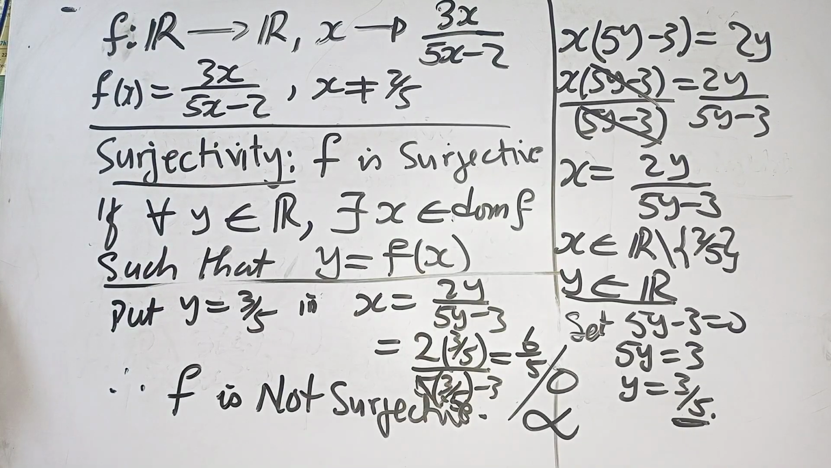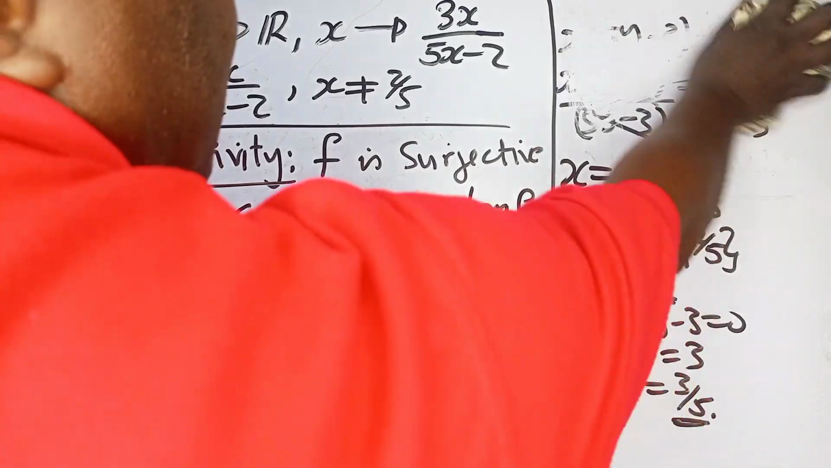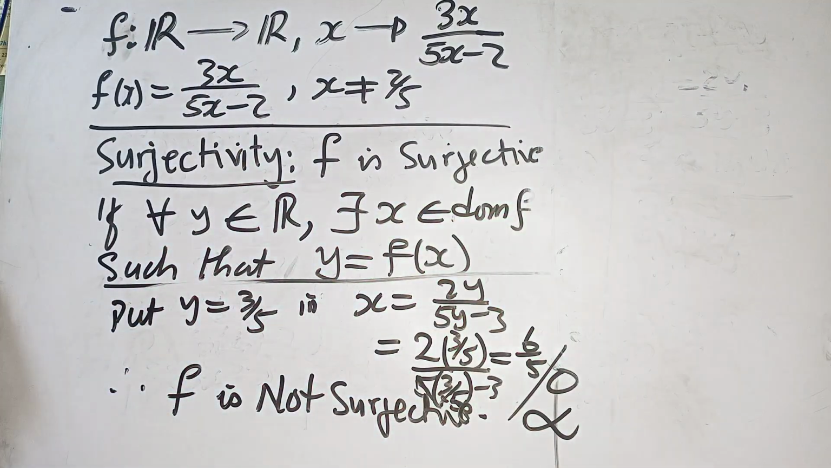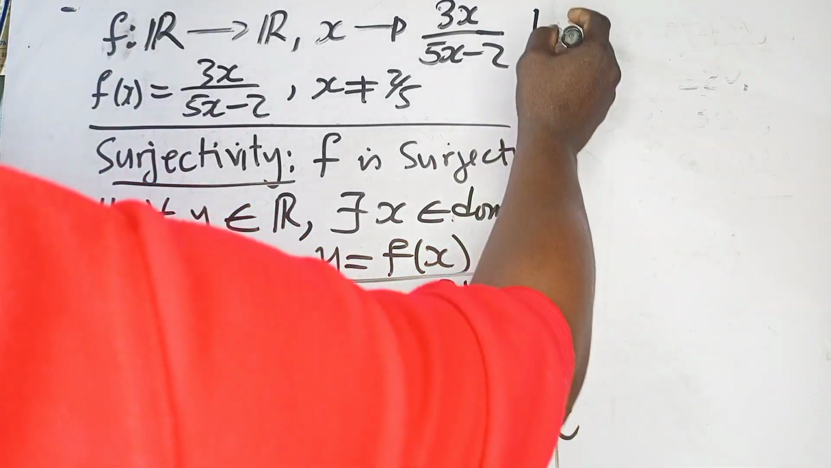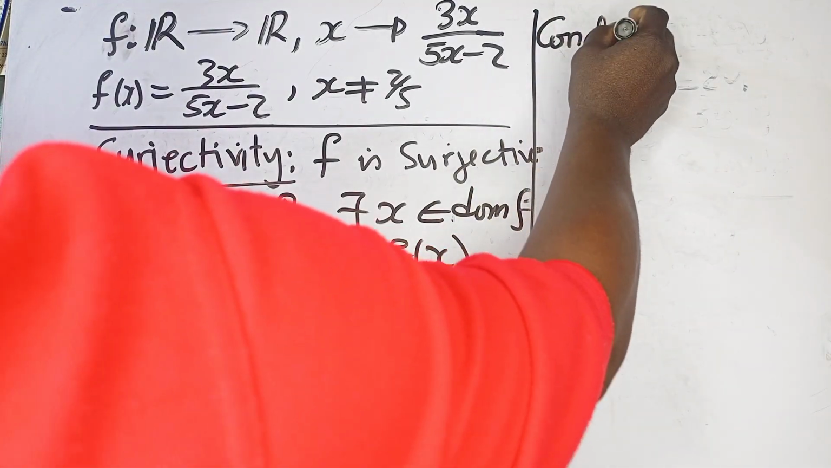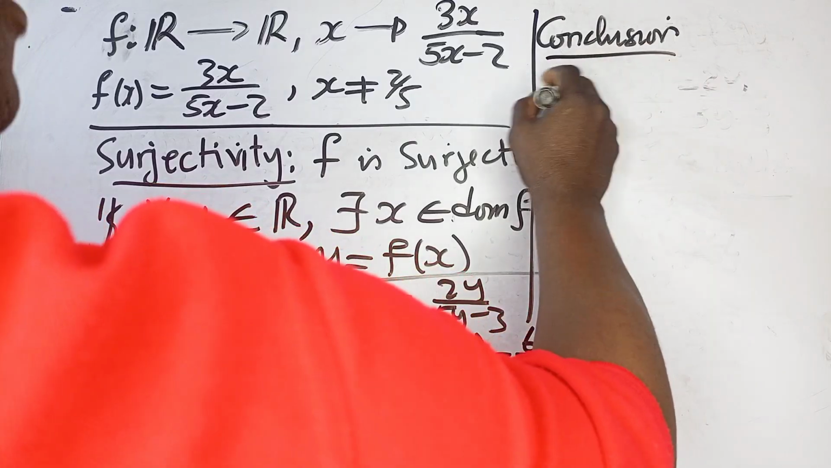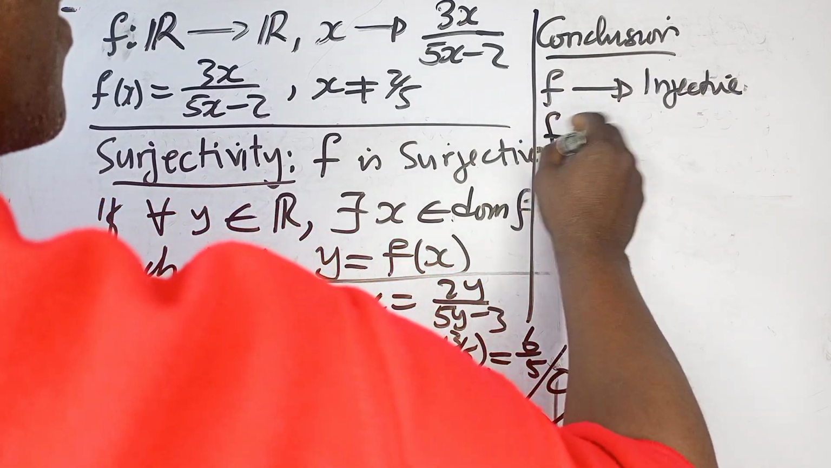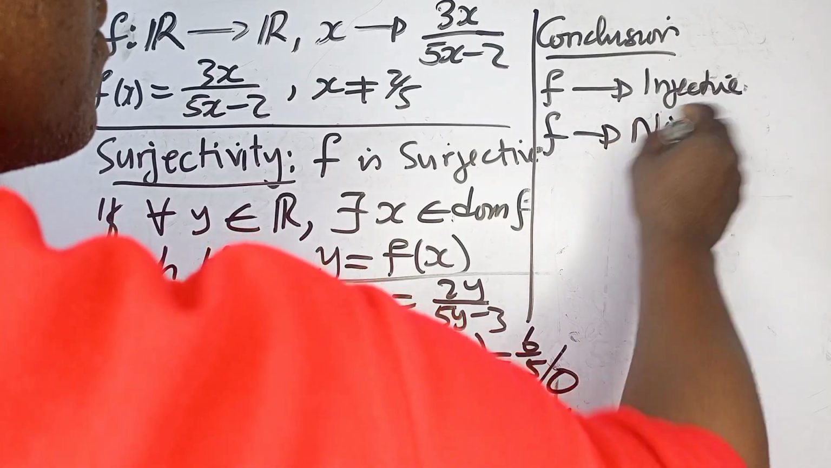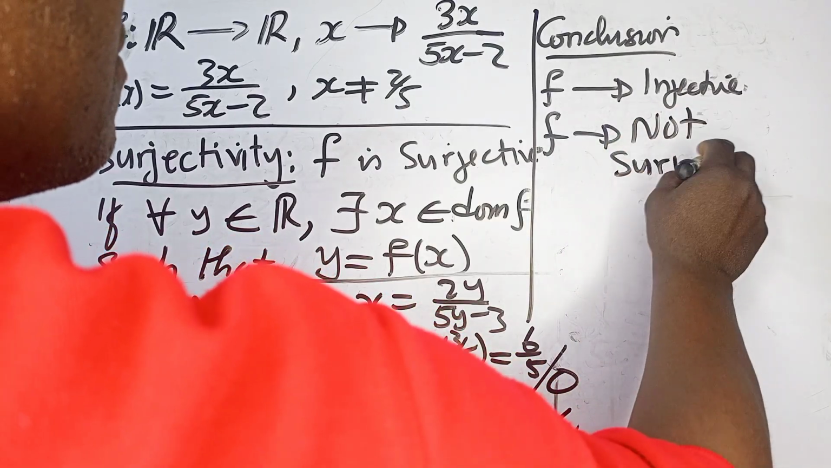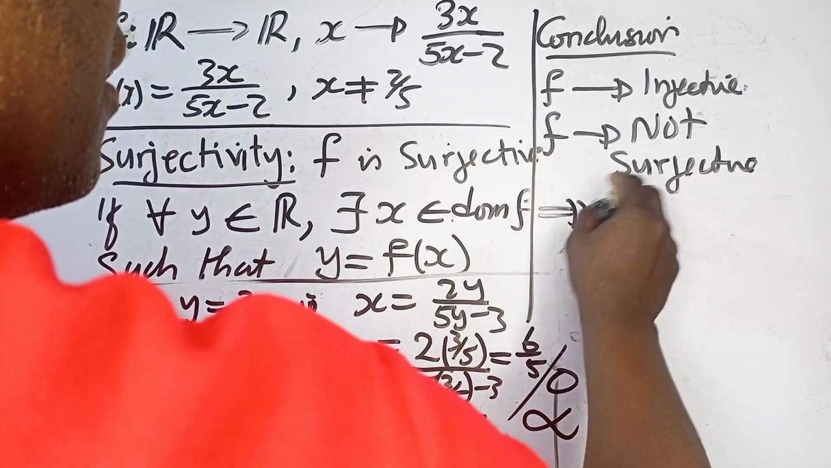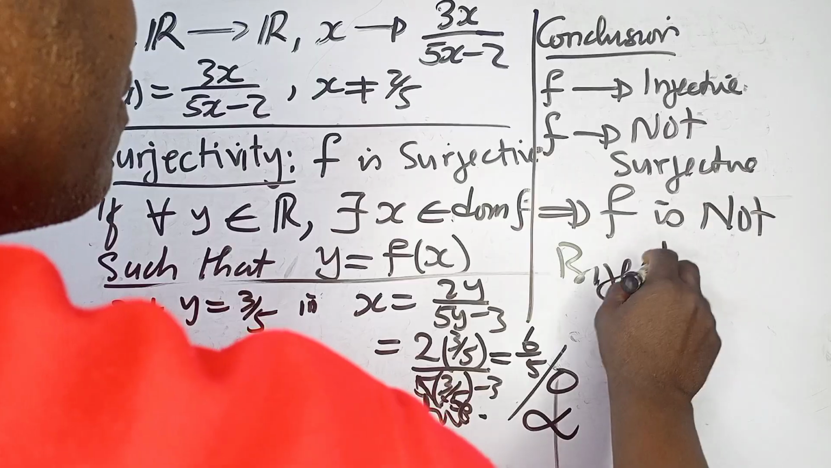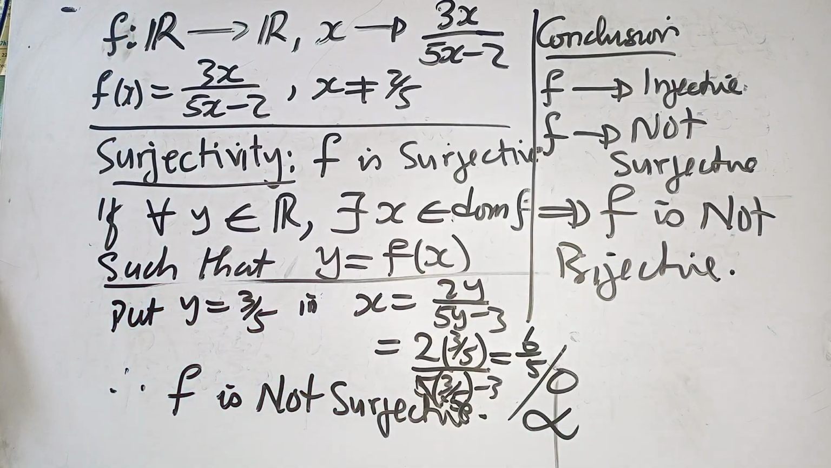So what is our general conclusion? Remember, we're asked to investigate bijectivity. For a function to be bijective, it must be injective and surjective. So conclusion: we have f, which is injective, but f is not surjective. Conclusion: f is not bijective. The function f is not bijective.